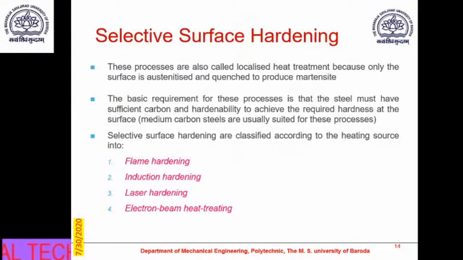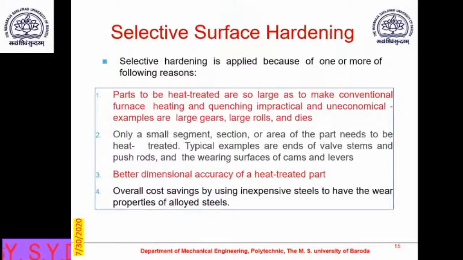Electron beam heat treating, again, instead of laser beam, electron beams are used for heating, and the balance process remains the same. Sometimes in this process, liquid nitrogen is also used as a quenching media. So selective hardening is applied because of one or more of the following reasons.